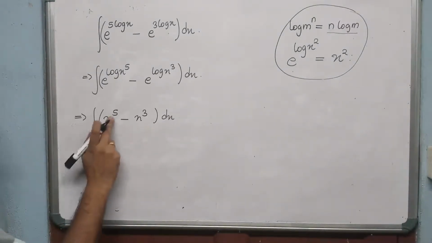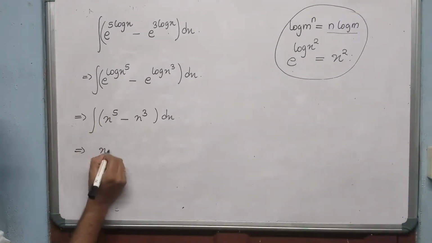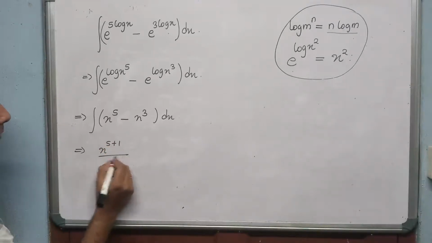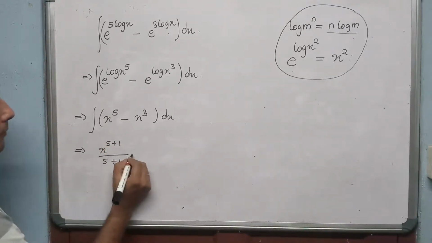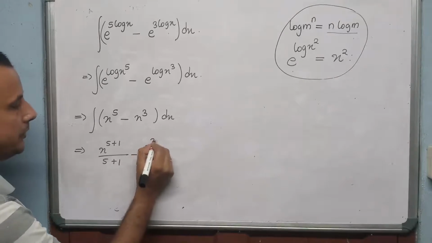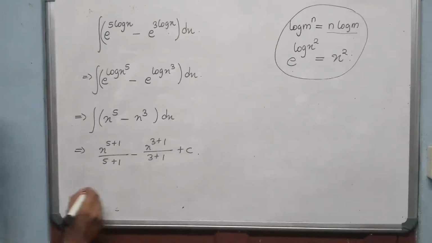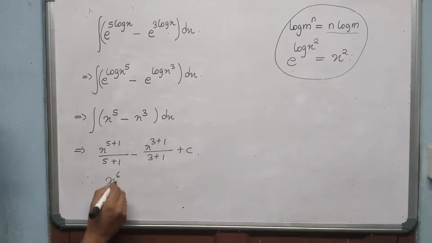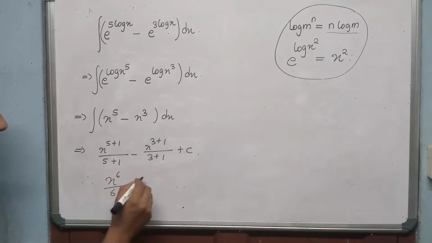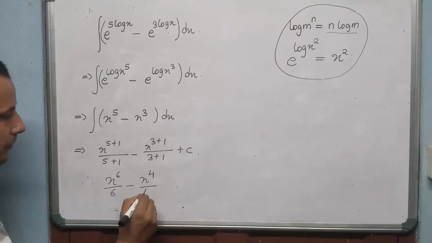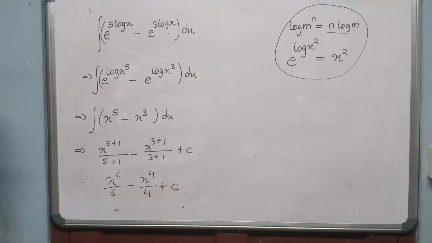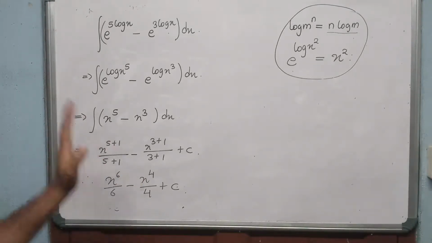x to the power 5 means x to the power n formula: 5 plus 1 over 5 plus 1, minus x cube means x to the power 3 plus 1 over 3 plus 1, plus c. Therefore, the final answer will be x to the power 6 divided by 6 minus x to the power 4 divided by 4 plus c. That's the final answer. Or you can take LCM over here, but I'll leave it like this.